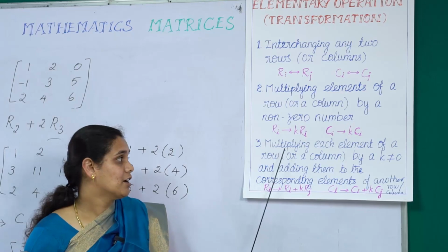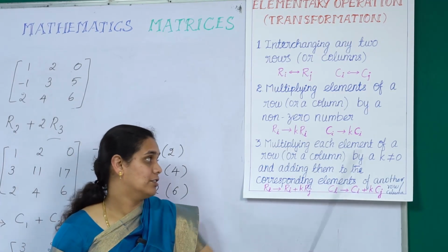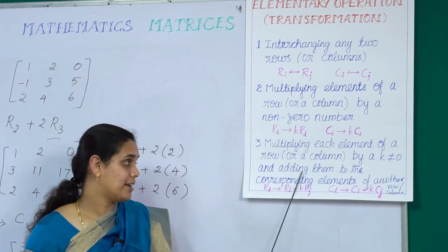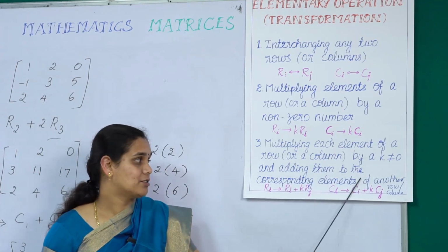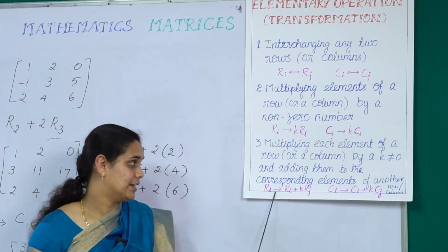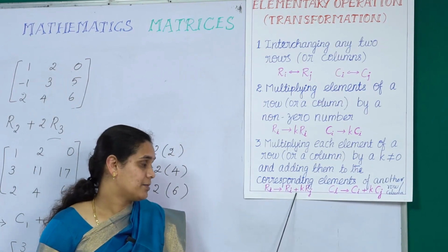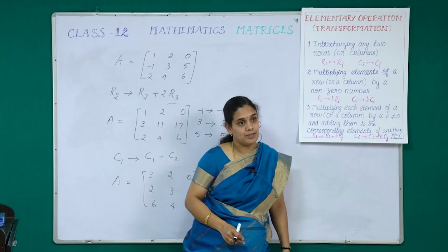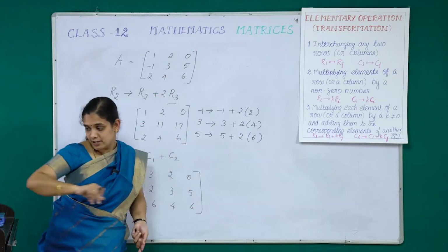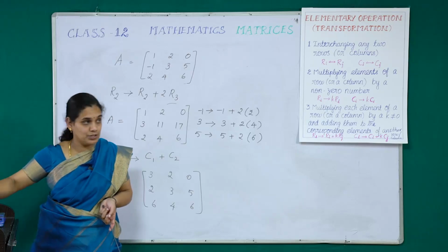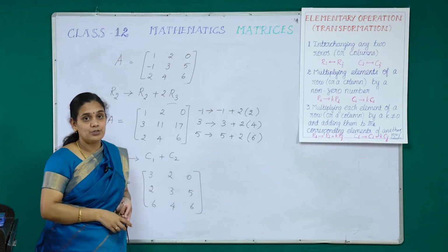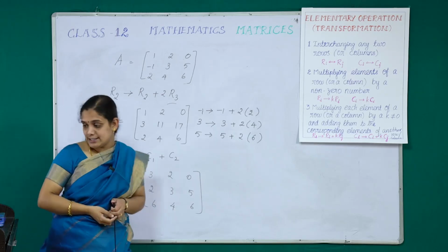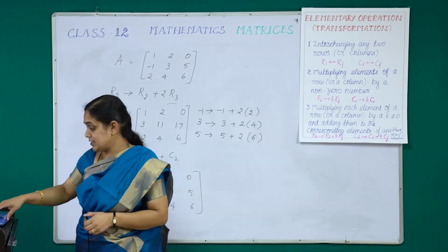Then the third one is multiplying each element of a row or a column by a non-zero scalar and adding them to the corresponding elements of another row or column. That is, Ri takes Ri plus kRj, Ci takes Ci plus kCj. So if you are clear with these 3 plus 3, 6 transformations, we can easily find the inverse of a matrix. Before we move on to that topic, let us learn what is this inverse of a matrix.